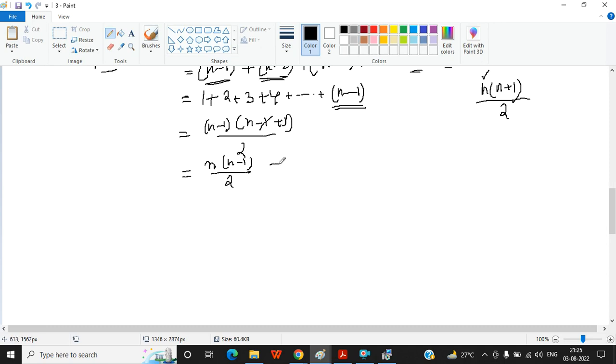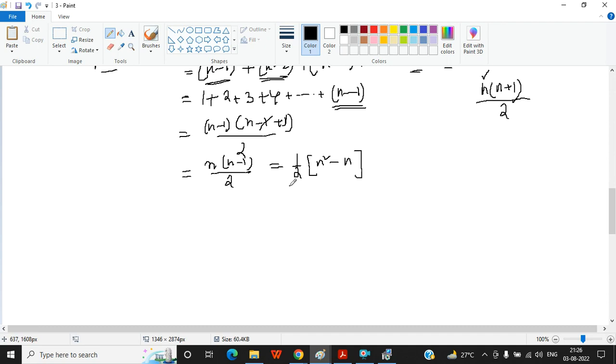Now this is your n square by 2 minus n by 2, right? Now you have to remember something from our previous classes, class 2, 3, where we learned the asymptotic notation and order, the rate of growth.